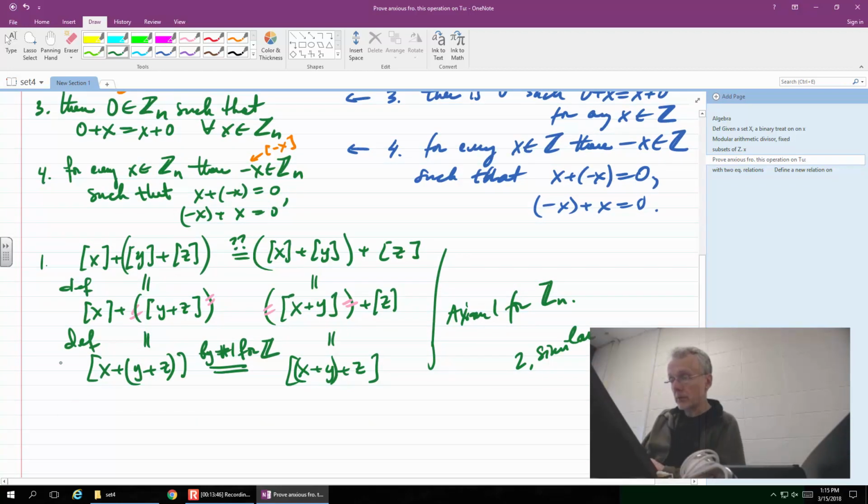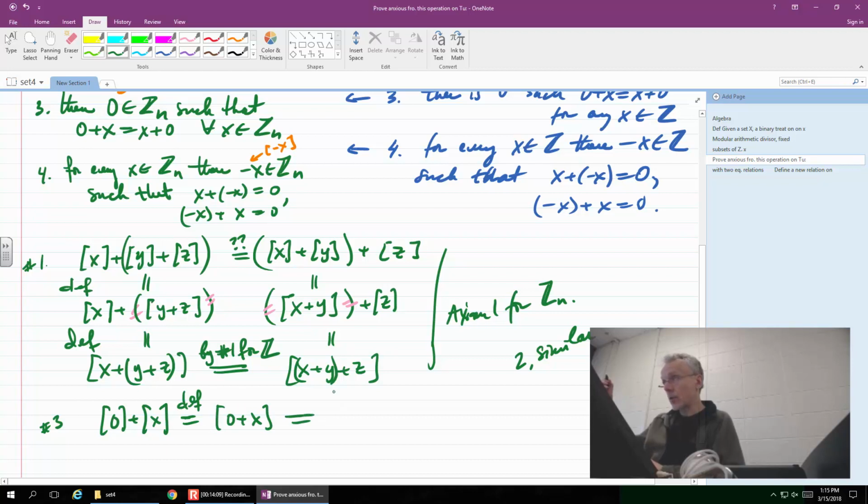So let me do number 3, say. So x, 0 plus x, right, is equal to, by definition, 0 plus x. Then by axiom 1 for Z, right, it will be x, and then we're done. Okay, so that's how axiom 3 is proven.